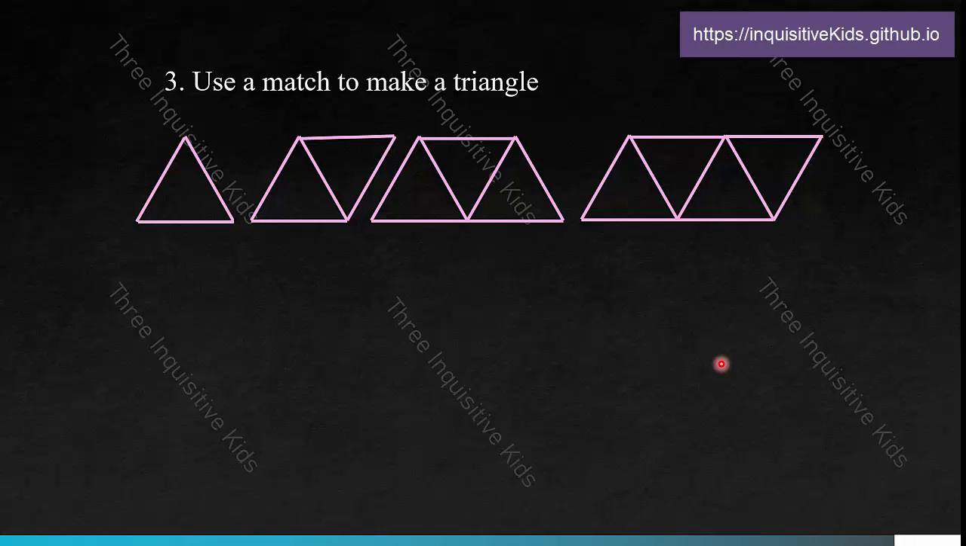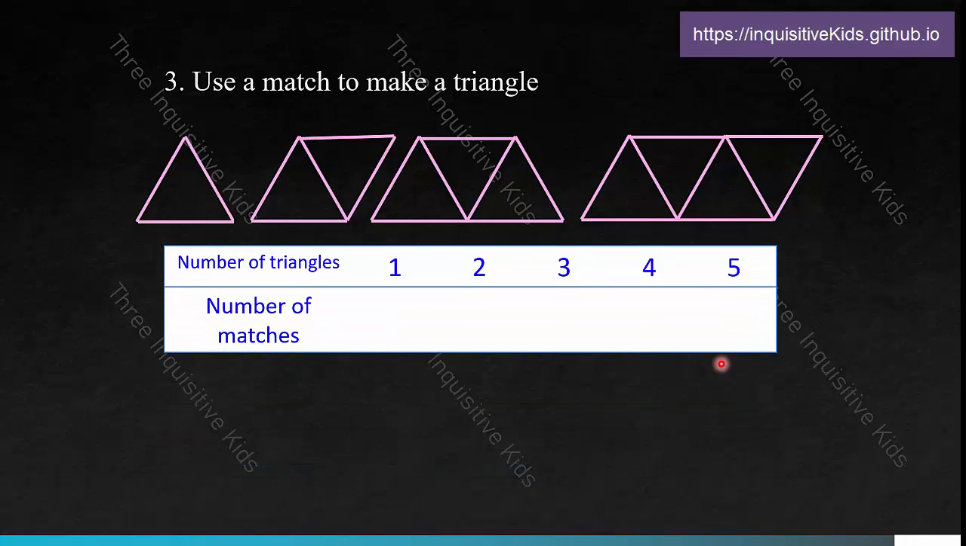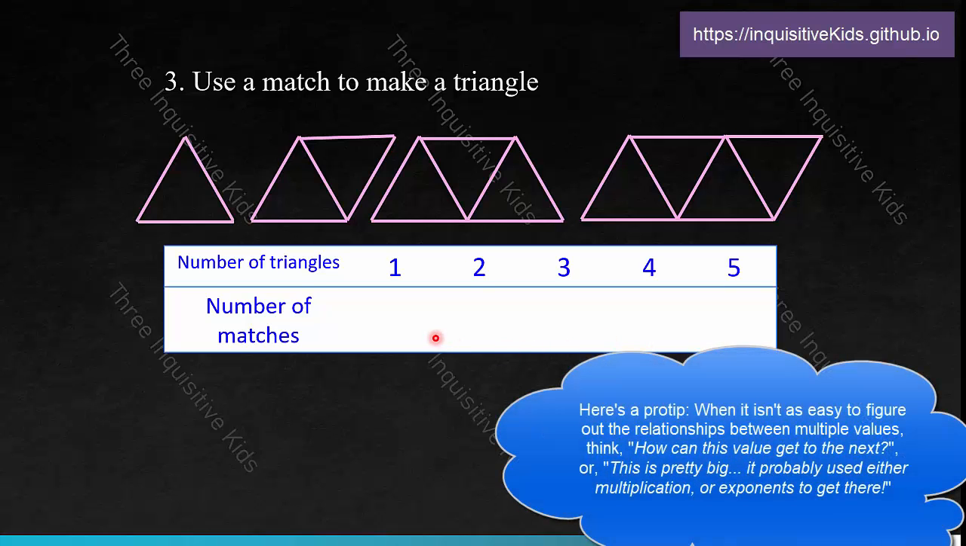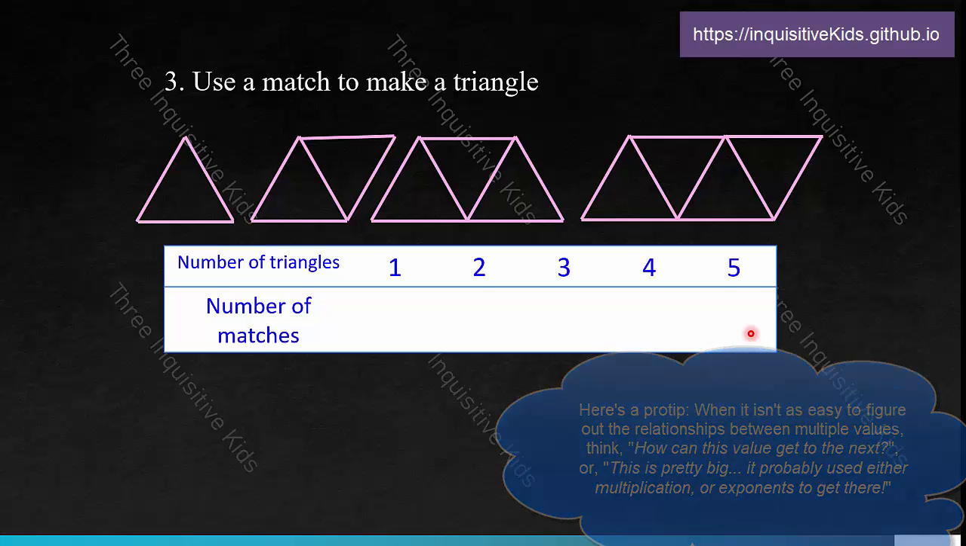Okay, now we're going to use some matches to make triangles. So here's the table. Here are the number of triangles there are in each figure. And this is where we're going to be filling in the number of matches to make them. So pause the video again and try it out on your own.